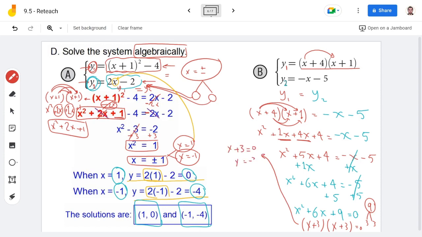So now I have x plus 3 equals 0, so as you can see, x is equal to negative 3. Now what do I have to do with this x? I have to take this x and replace it in the equation for y2.